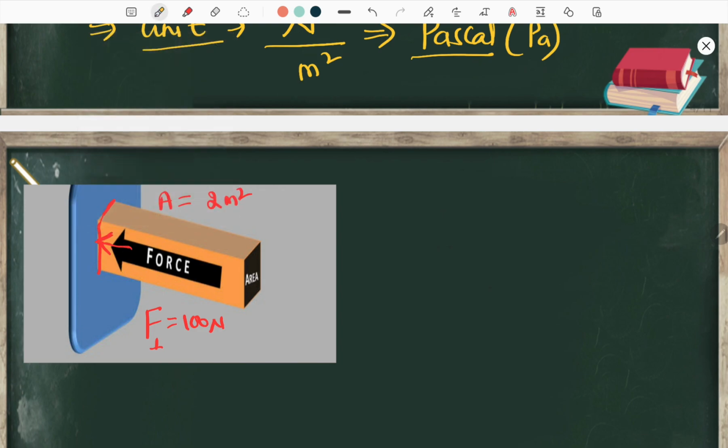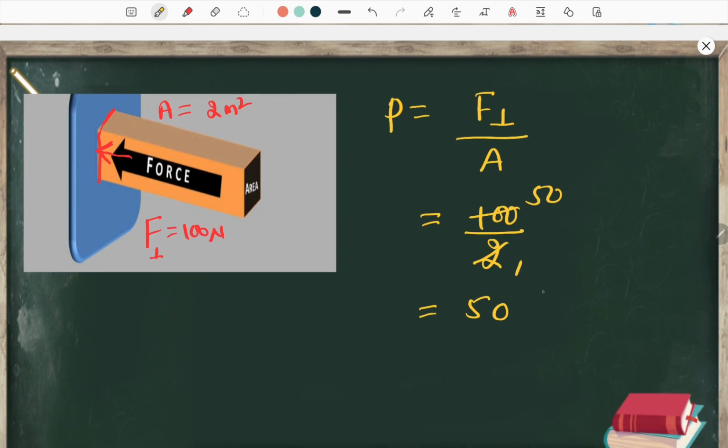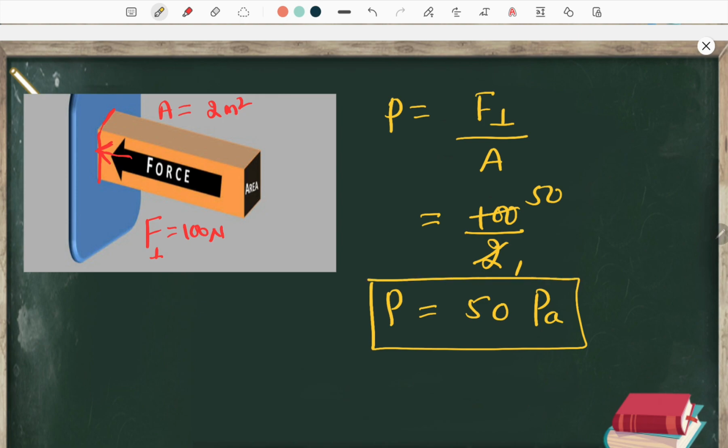Now if you want to find out the pressure, pressure is equal to, what is the formula? Perpendicular force divided by area. What is the perpendicular force? That is 100 Newton. And what is the area? That is 2 meters square. 2 ones are 2, 50s are 50, so that's why it becomes 50 Newton per meter square. And definitely you can write that as 50 Pascal also. So pressure is going to be 50 Pascal. Please remember, while taking the pressure, you must take perpendicular force. That's very, very important. All right.